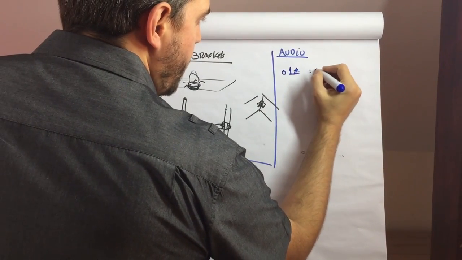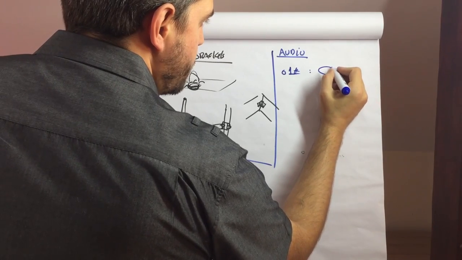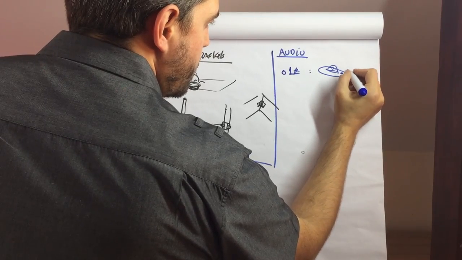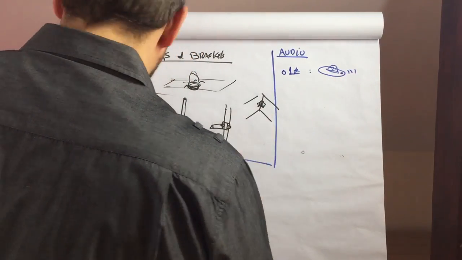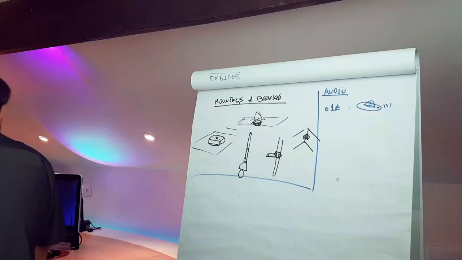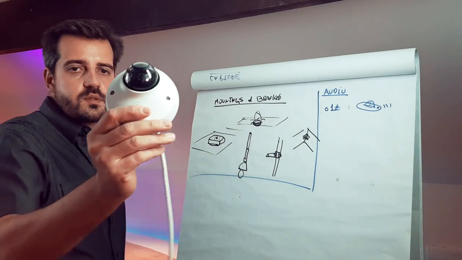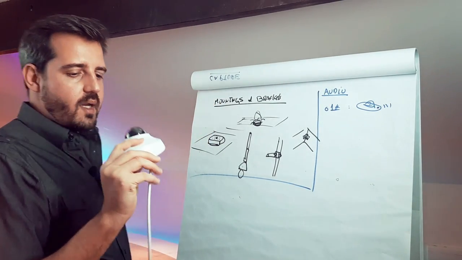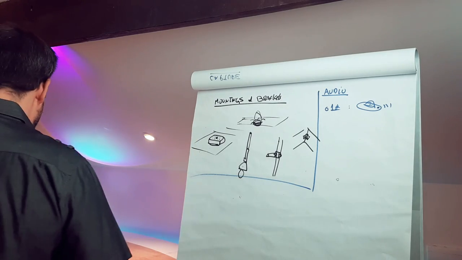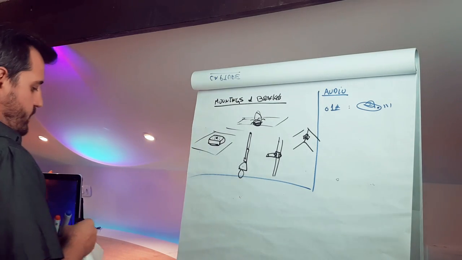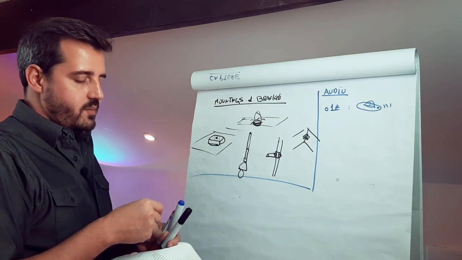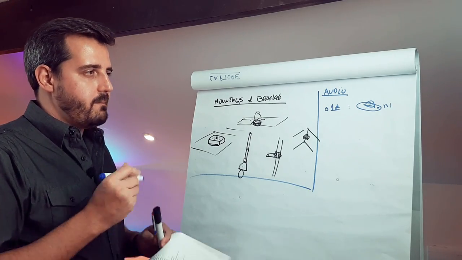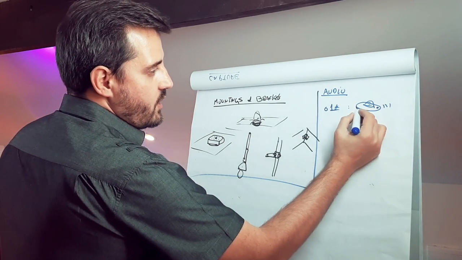So the first one is the microphone embedded in the camera. I will create here a camera, and I'll put here this dot that will be the microphone. I have here a camera where you will be able to see these three little dots, and these three little dots are the microphone. So this camera has an embedded microphone, and it will be able to stream the audio with the video stream to the NVR. So embedded is one of the options.